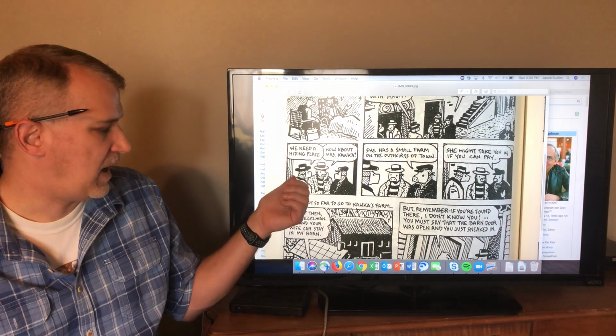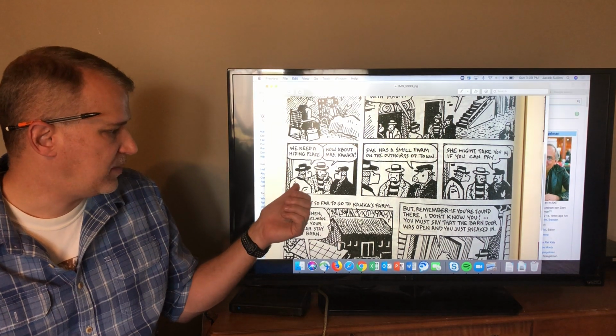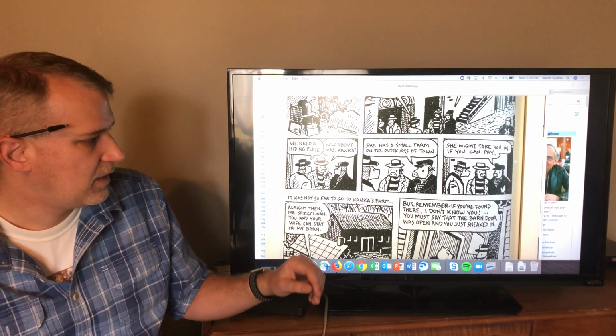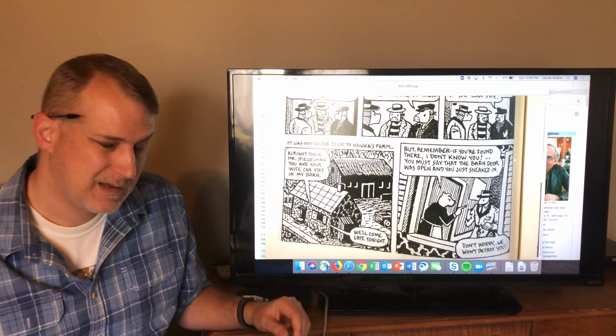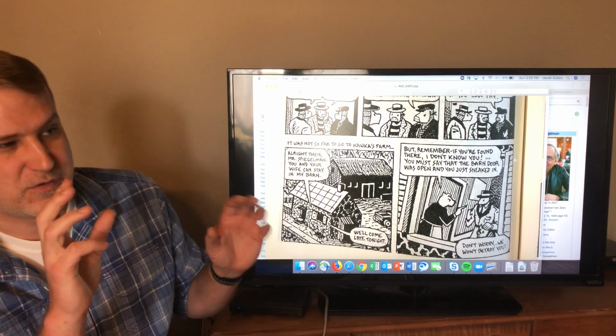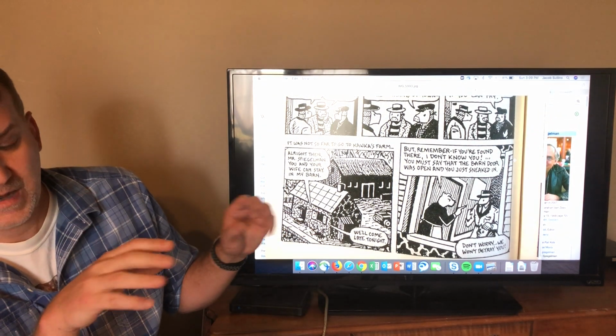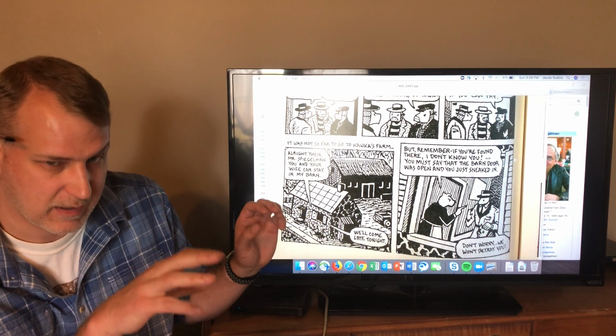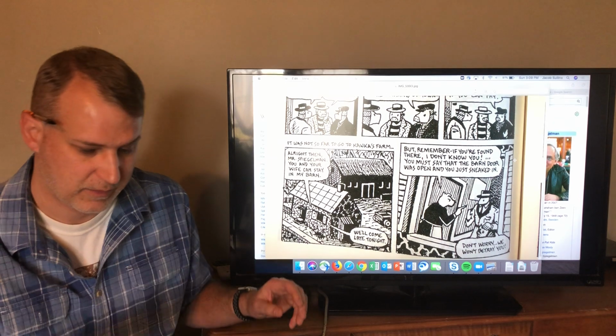And Vladek, Art's dad, says, "We need a hiding place." "How about Miss Kalka? She has a small farm on the outskirts of town. She might take you in if you can pay." Again, this comes back to this idea. This experience has changed Vladek, Art's dad, for the rest of his life, because he's always saving money, scrounging money in case he may need to be in some situation again.